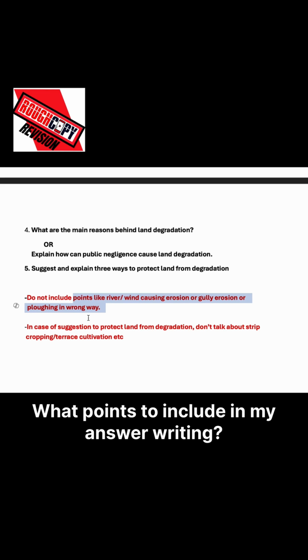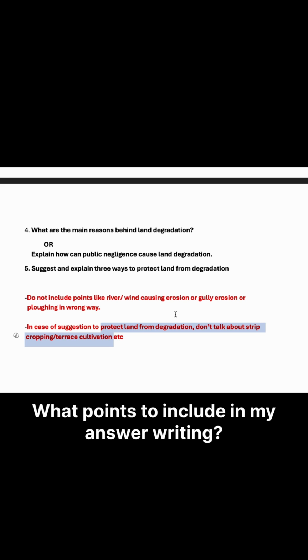In the case of suggestions, I'm not going to talk about strip cropping and terrace cultivation. These suggestions are specifically meant for soil erosion.